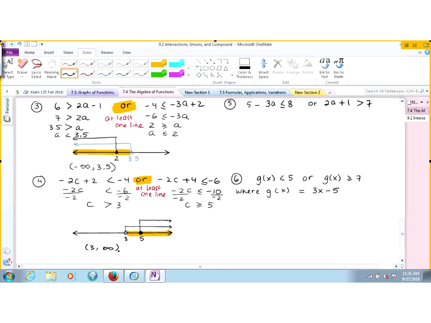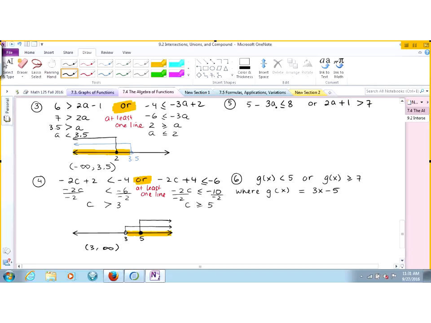Do you know why I don't split the interval? Do I have to split it? No, this is just one interval, one big interval. So I'm not going to say 3 to 5 union 5 to infinity, no, because I don't have to split it. This is just one big interval. Does that make sense? Okay, all right.